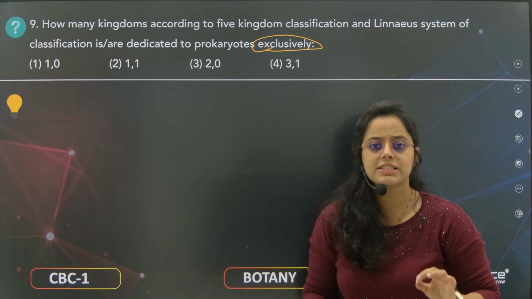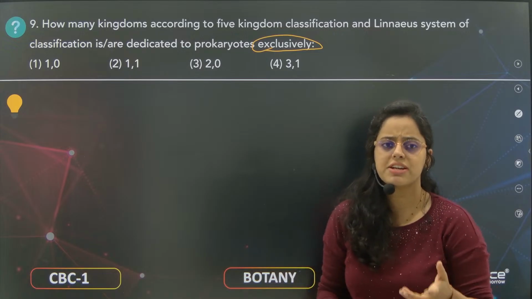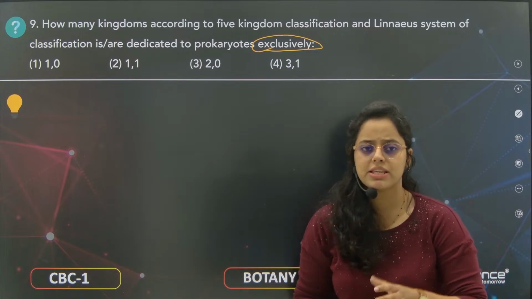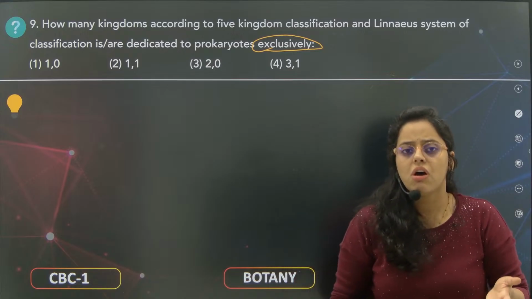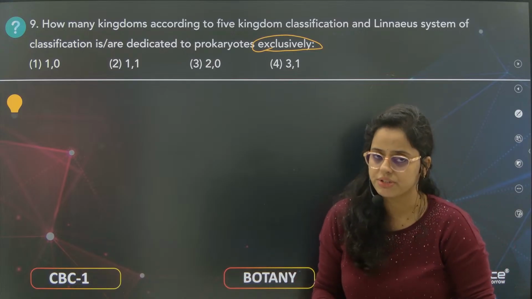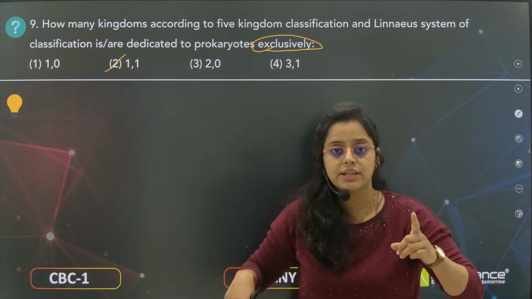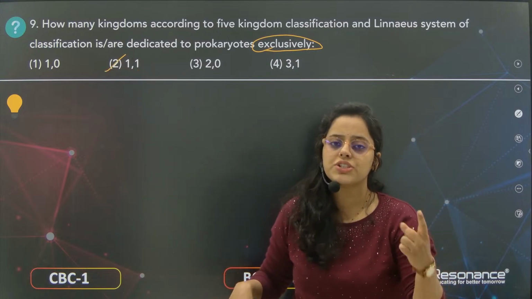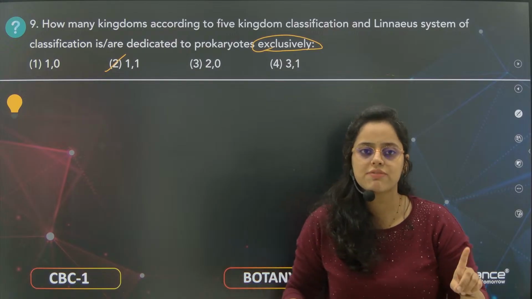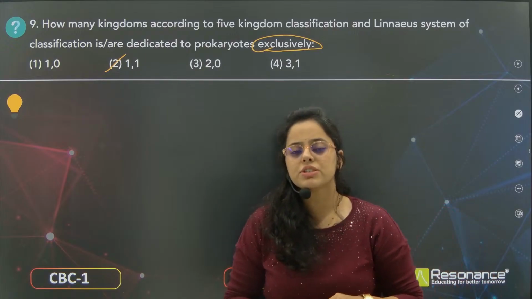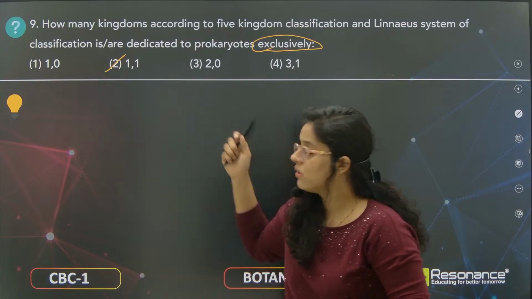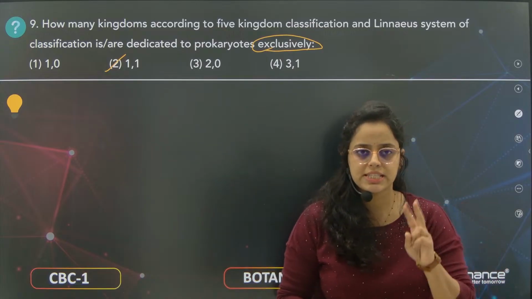Similarly, in the Linnaeus system of classification, he classified simply plants and animals. He didn't take into consideration the prokaryotic cellular nature. So here our answer is going to be only one. In the 5 kingdom classification only Monera is considered, whereas in the Linnaeus system it is not considered. So we will go with the appropriate option, that is second.